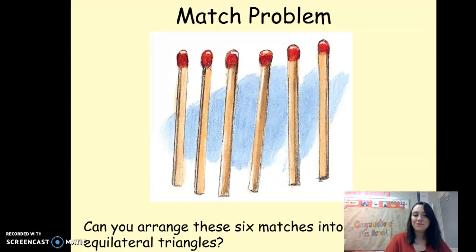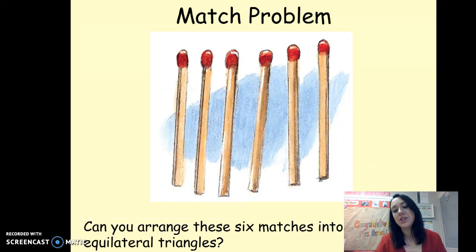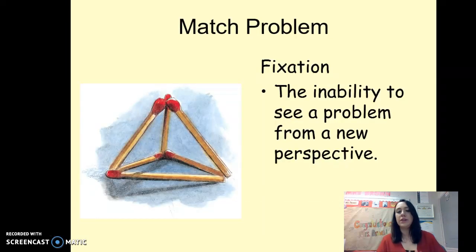Here's a problem for you. Can you arrange these 6 matches into 4 equilateral triangles? So if you want to pause the video and think about this, you can. We're not going to take that much time. All right. But some of you said, no, absolutely not. I can't do it. It's impossible. There are 6 matches and 4 triangles. It's not going to work. Okay. And if that was you, which I'm with you on that one, and you couldn't figure out this solution, you were suffering from fixation, the inability to see a problem from a new perspective.